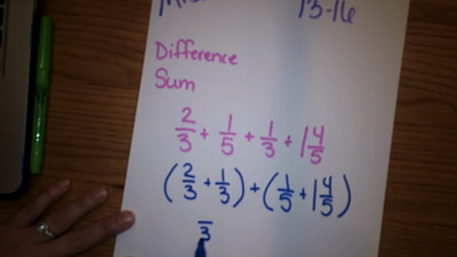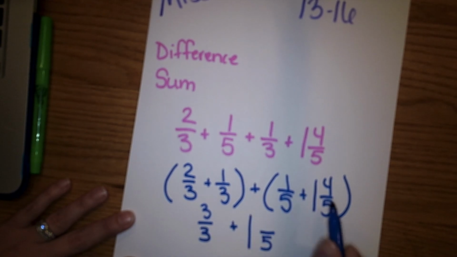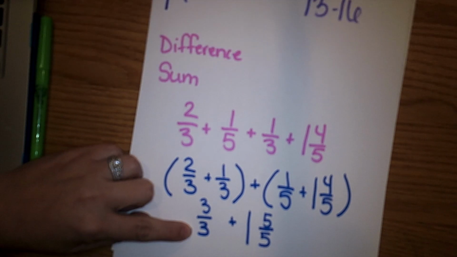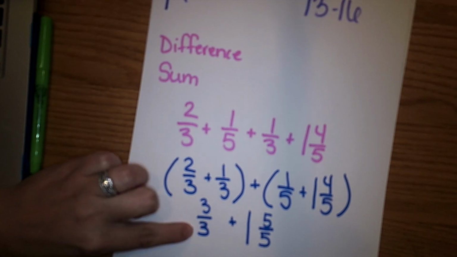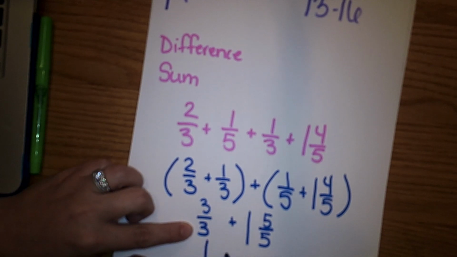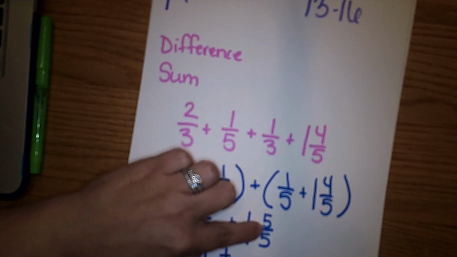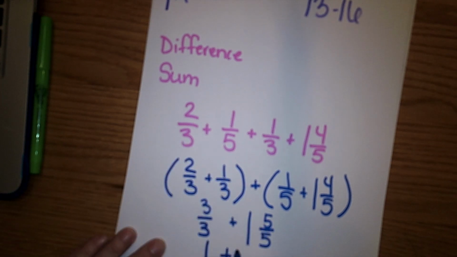Okay, so thirds, that 3 is going to stay the same. 2 plus 1 is 3, plus, we're going to put our whole number, a denominator of 5. 1 plus 4 is 5. So what I see here is that 3/3 is a whole because it's 3 groups of the 3. So I have 1 whole plus 1 and 5 groups of 5. This is another whole. So 1 plus another whole is 2. And so the real sum of this is 3 wholes.